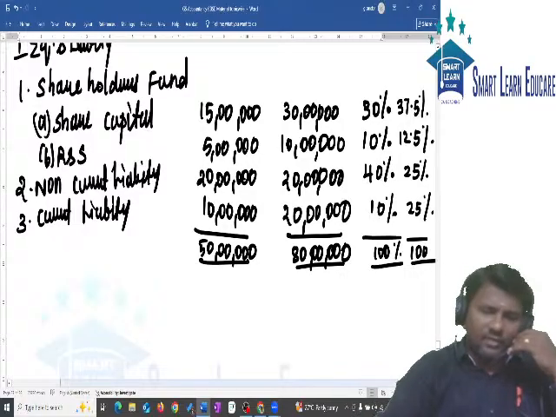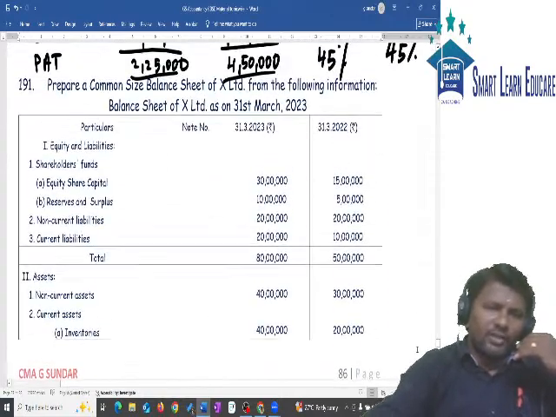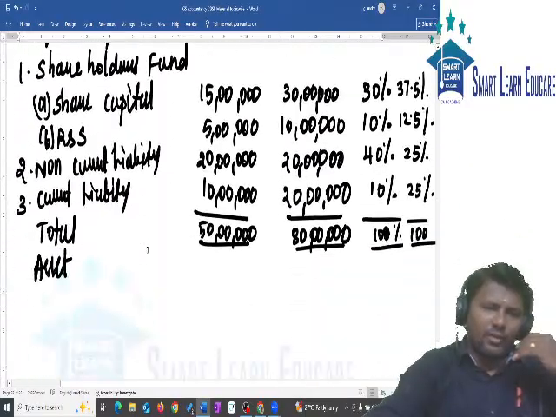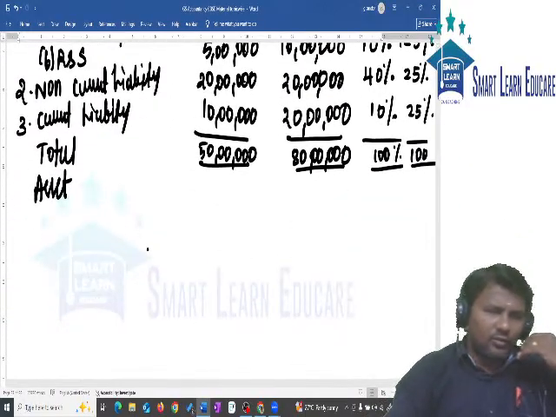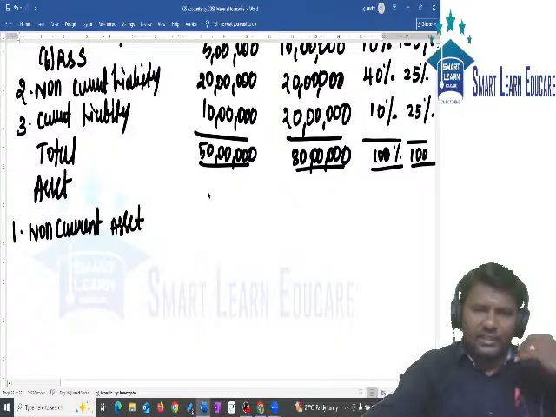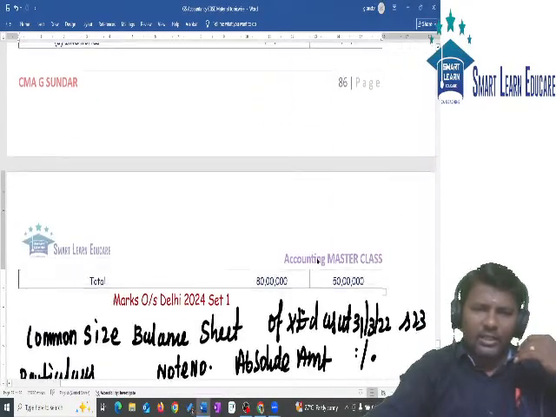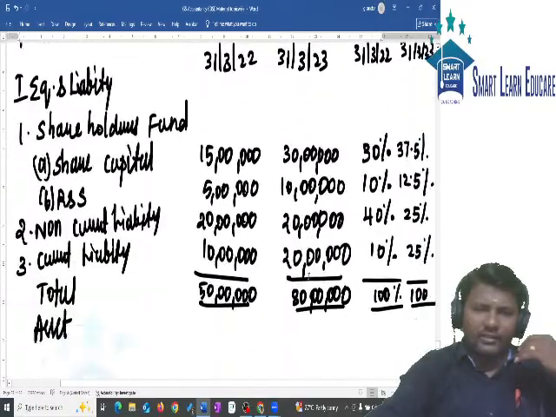Liability side over. Come to asset side. This is nothing but the total. Now come to asset. What is the first asset given in the question? It will be non-current asset. First asset, point number 1, it is non-current asset. First for previous year. Previous year's non-current asset, 30 lakh, 20 lakh. Inventory it is 20 lakh.